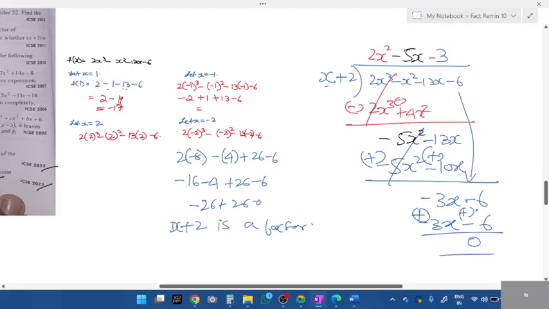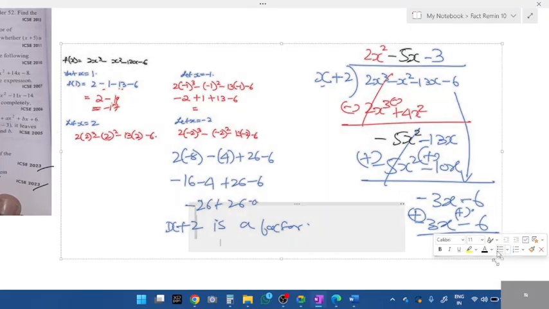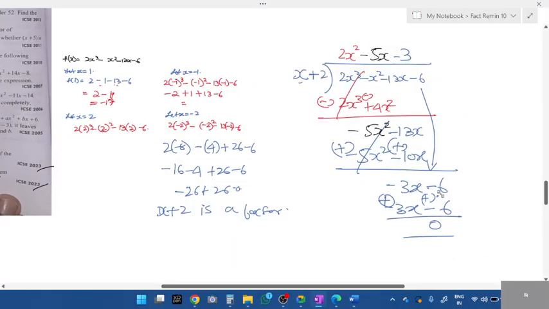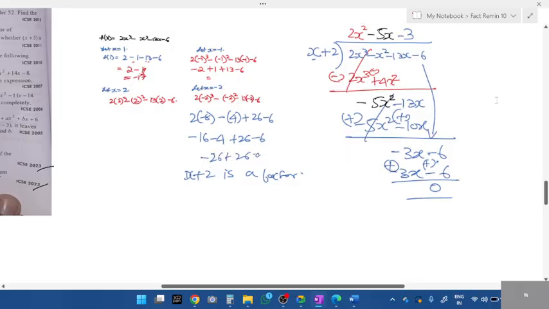Now I'll tell you all this. Actually, for 4 marks it is good. For 4 marks, if they give such a question, fine. For 3 marks it is too lengthy.